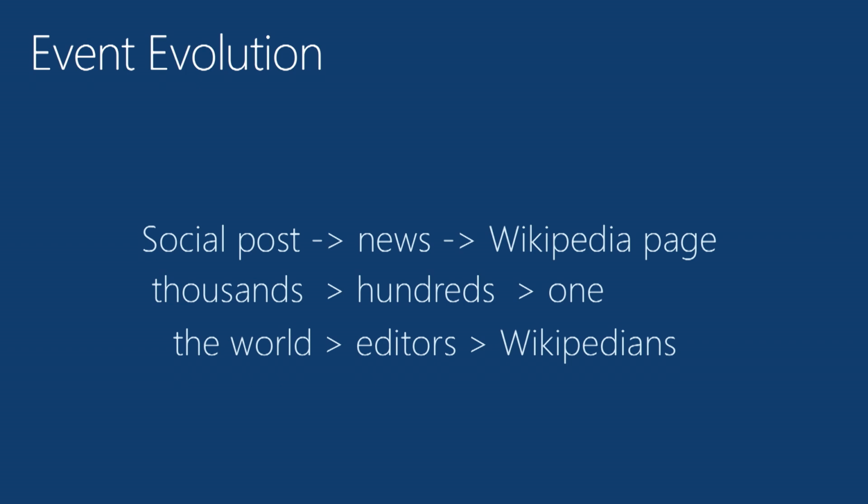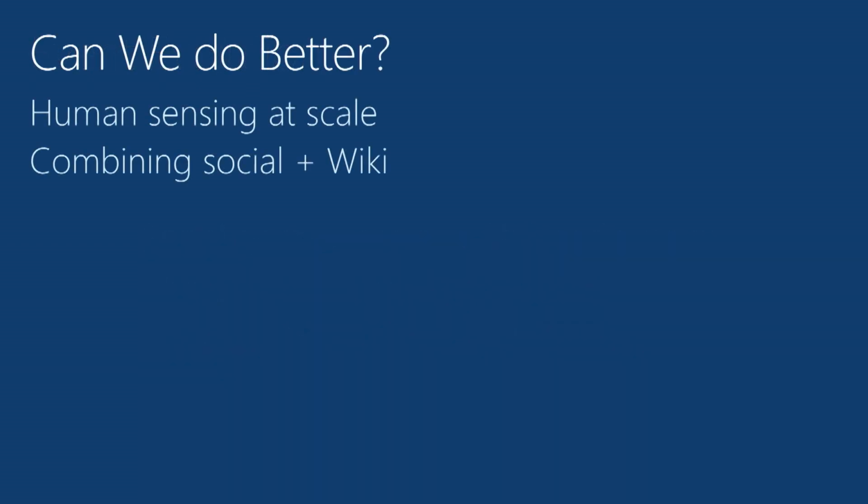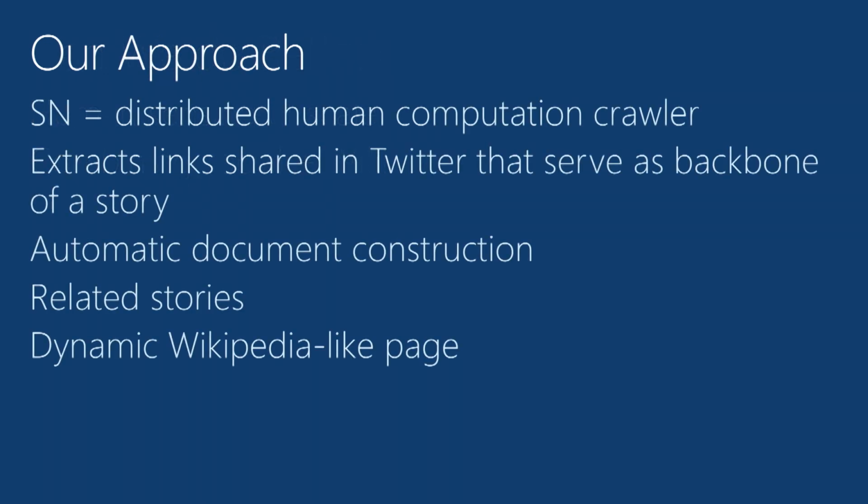That's the planet, a few editors, and maybe 1 or 2 Wikipedians. You can guess, obviously, the bias and coverage and all those things, but that's not the point. The point is, can we leverage this human scale, this kind of human sensing on the planet, and then combine it with Wiki, and can we automatically build you a Wikipedia page based on social data? That's the application. So we're going to use Twitter as a distributed human crawler.